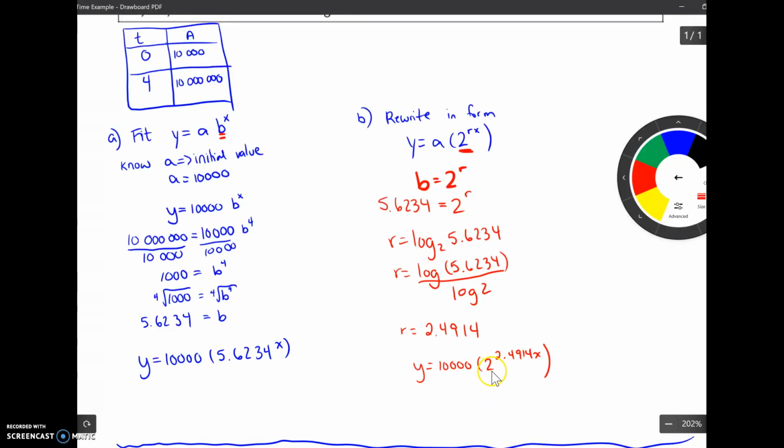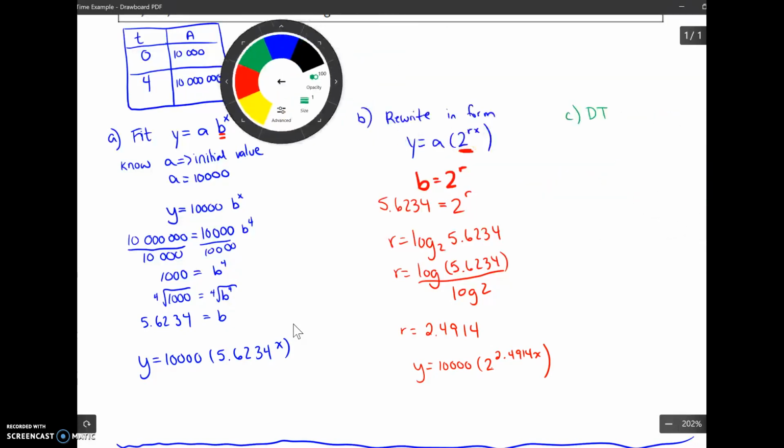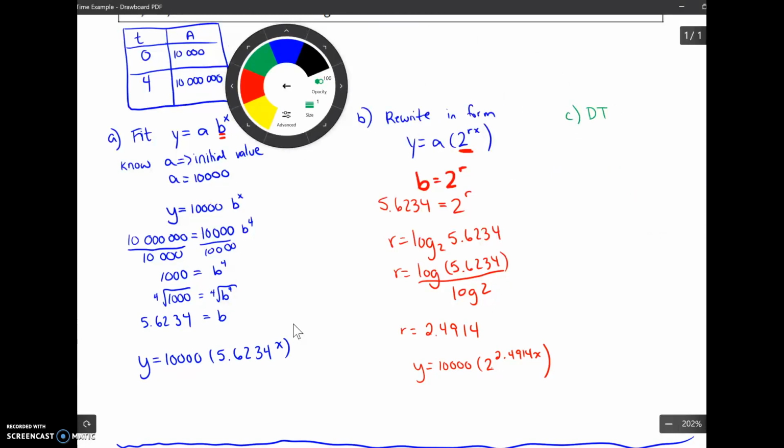You can also see that if you evaluate 2 to the power 2.4914, it comes out to 5.6234. Okay. The last thing that we need to do to finish solving our problem is to actually calculate the doubling time. The equation to calculate doubling time is that doubling time is equal to 1 over r.